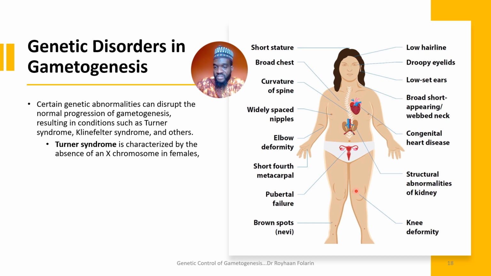They also have knee deformity. They can have structural abnormalities in the kidney. They can have congenital heart diseases. They can have a webbed neck or a broad, short-appearing neck.